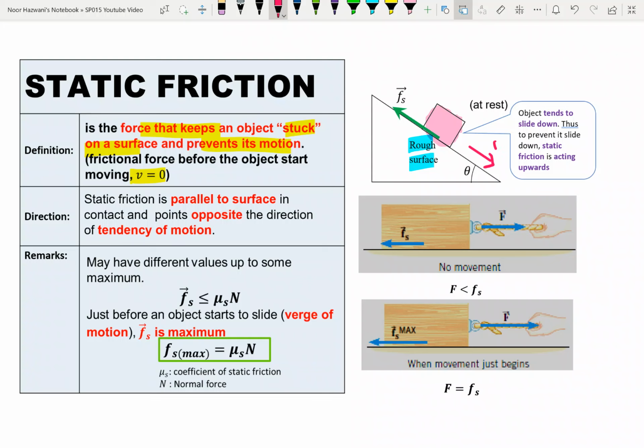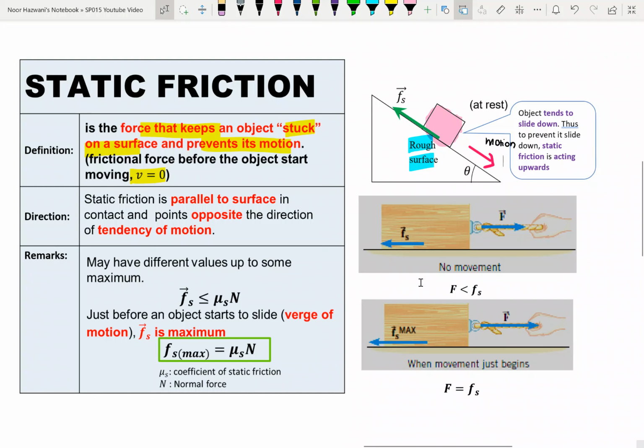Motion dia boleh bergerak. Tetapi sekarang dia duduk diam. So bila dia duduk diam, ini arah motion dia yang mungkin sepatutnya dia bergerak. Tetapi in order to prevent the motion, so static friction kena acting opposite. That's why dia kata friction adalah acting opposite with the motion. So kalau motion ke bawah, static friction ke mana? Ke atas. Itu maksud dia.